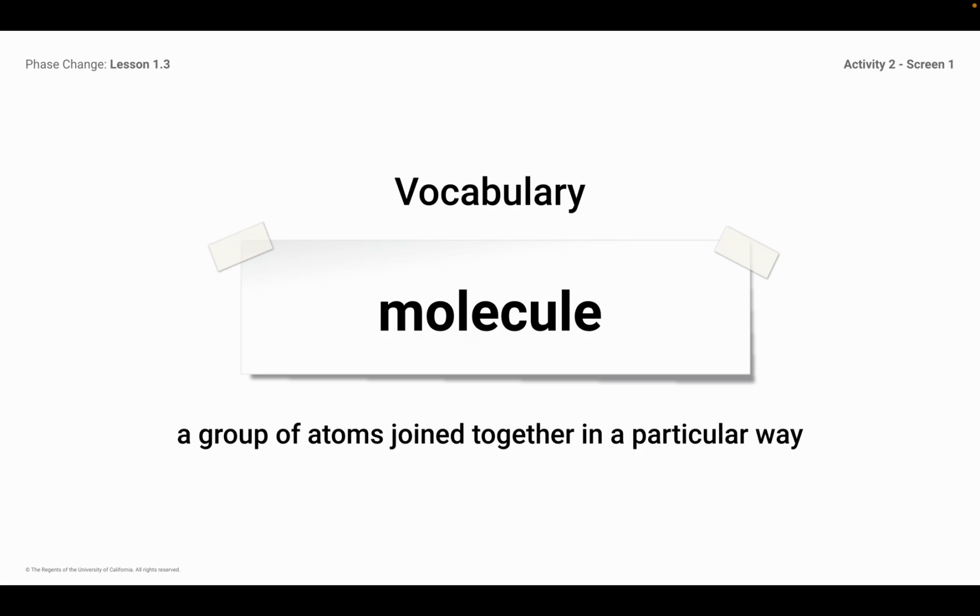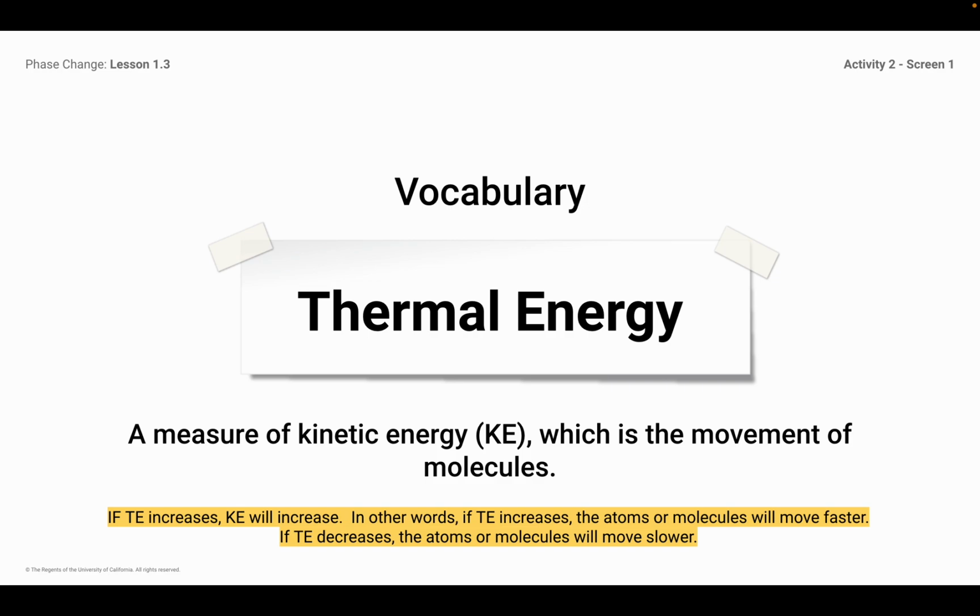You might also hear the word compound. That's more than one atom put together in a specific way, too. So, a molecule is a group of atoms joined together in a particular way. And then lastly, I've got thermal energy.